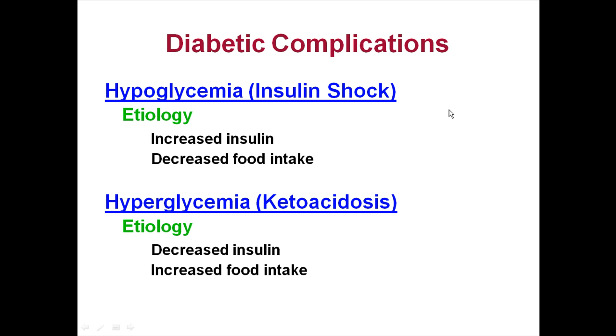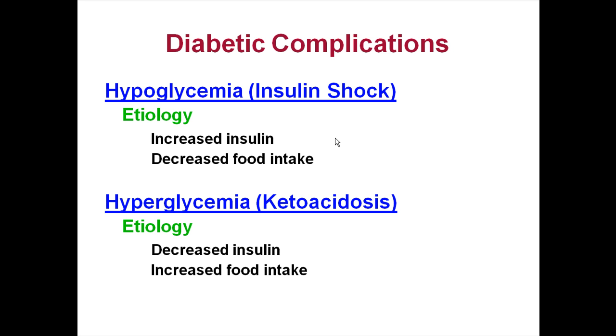Some of the complications of diabetes: you can get hypoglycemia. You can get hypoglycemia if you have a lot of insulin, so you take your insulin shot but you don't eat food. You can get hypoglycemia, and that's called insulin shock. So you may take your insulin shot, an emergency comes up, you don't eat breakfast, and then all of a sudden you start feeling kind of hypoglycemic. And we'll go over those things in a second.